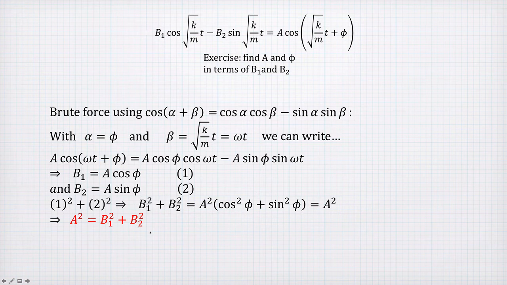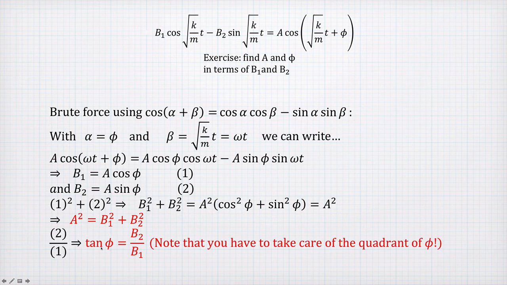What about phi? Well, we can divide these equations, divide 2 by 1, so we get tan phi must be equal to B2 on B1. But note that you have to take care of the quadrant of phi, because this inverse tan function here does not return a unique angle. You have to make sure that the signs of cos and sine, the signs of these functions, work out for you. So this is one method, a brute force method.